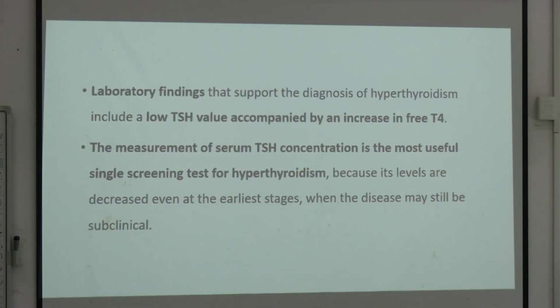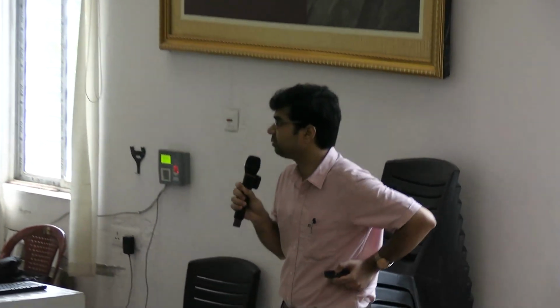Now, the laboratory finding. Lab finding: low TSH value accompanied by an increase in free T4. T3 and T4 will be high, but TSH will be low. The measurement of serum TSH concentration is the most useful single screening test for hyperthyroidism. In occasional patients, hyperthyroidism results predominantly from increased circulating levels of T3. It is called T3 toxicosis.